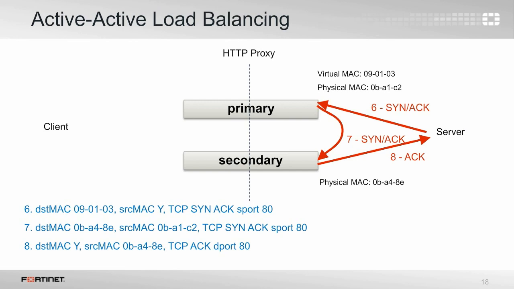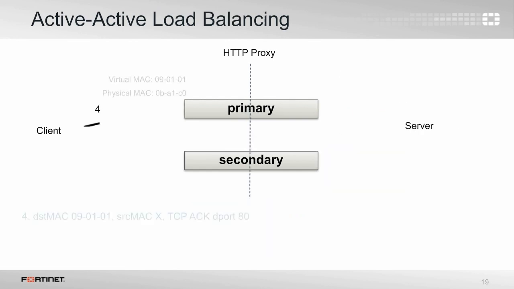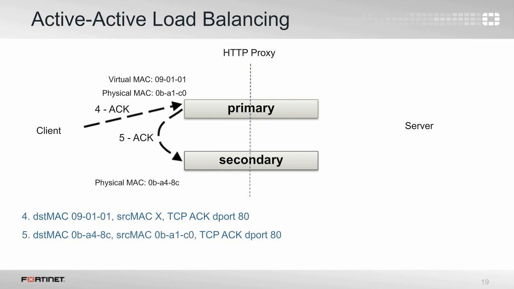As you can see, the objective of active-active mode is not to load balance bandwidth. The traffic is always sent to the primary first. The main objective is to share CPU and memory among multiple FortiGates for traffic inspection. Next, the client acknowledges the SYN-ACK. It's forwarded to the primary using the virtual MAC address as the destination. The primary device forwards the packet to the secondary inspecting that session, using the secondary's physical MAC address.